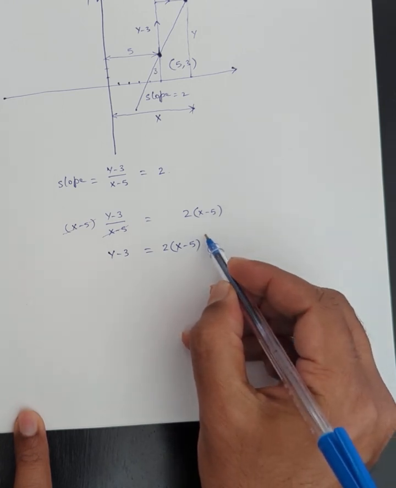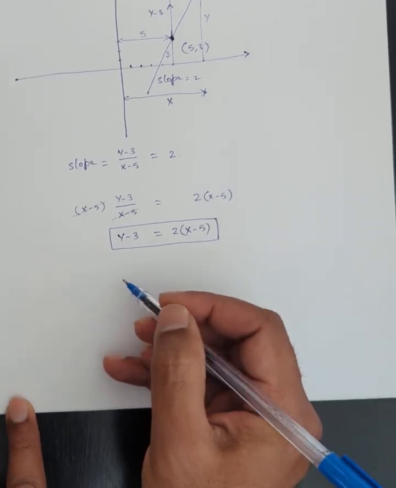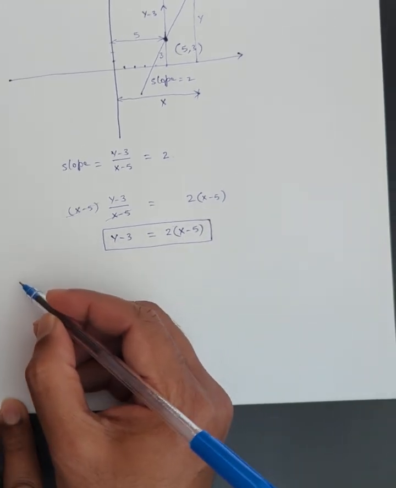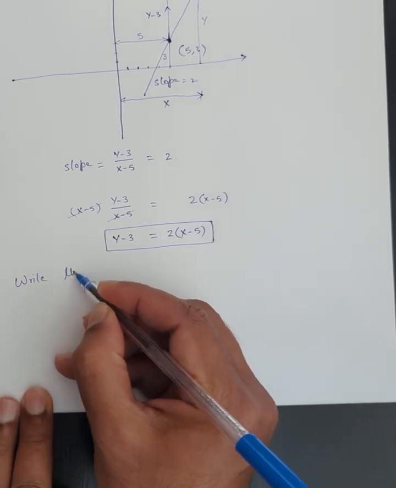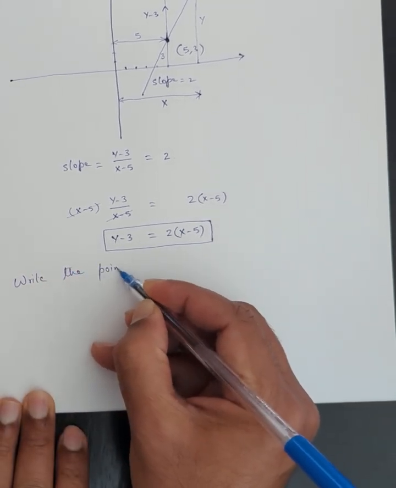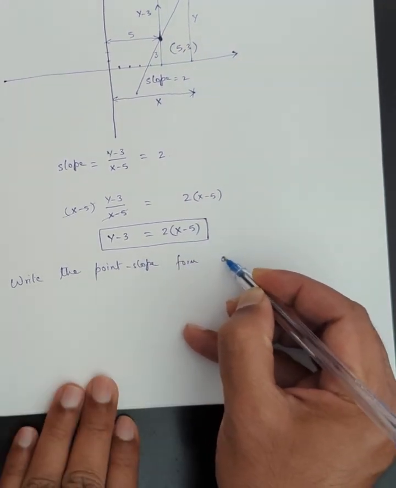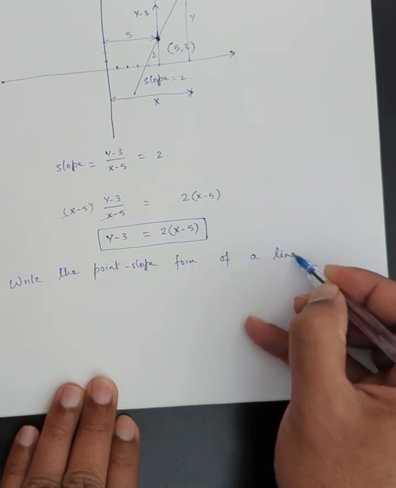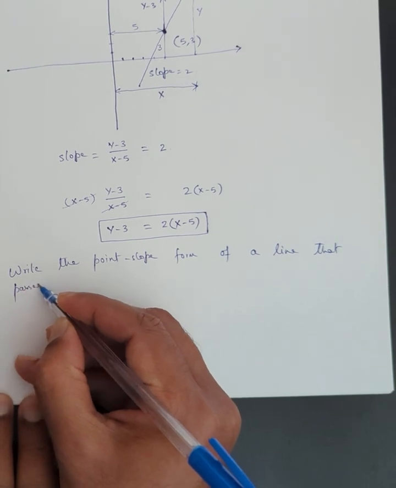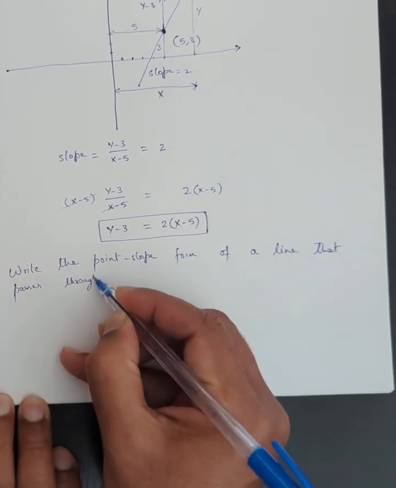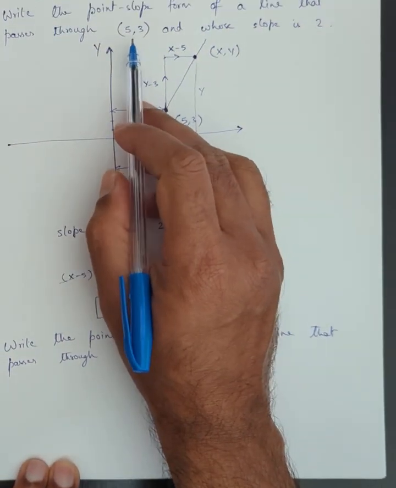So how does the general formula work? Well, let's put this in a box, and I'm going to rewrite the question. Write the point slope form of a line that passes through, instead of 5, 3 that I took earlier.